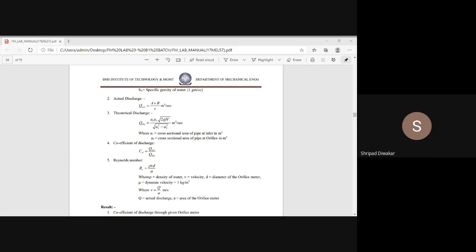No, sir. I think where you made the mistake. Tell me what the values are for actual discharge and theoretical discharge. 3.07 into 10 power minus 4 for actual, and 4.6 into 10 power minus 3 for theoretical. No, you should get the same thing. There is -4 only. Check it out.